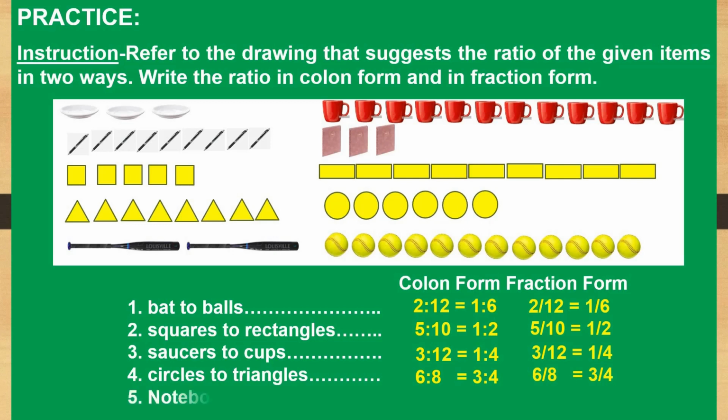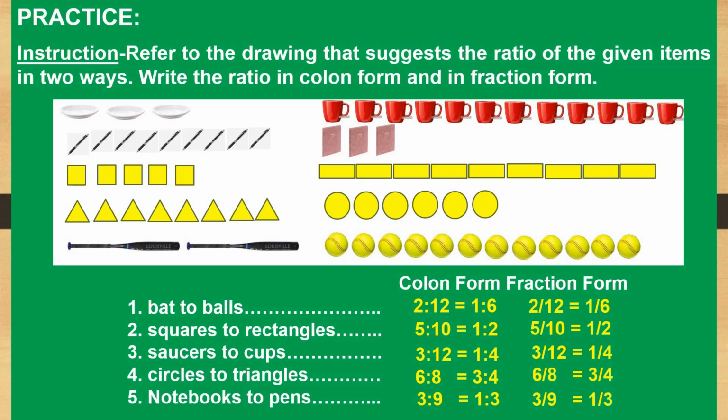Very good, children. Next, number 5. Notebooks to pens. Please count the number of notebooks and number of pens. Show the answer now. 3:9, because there are only 3 notebooks, but there are 9 pens. That is 1:3. Let's go to fraction form. Show your answer now. 3/9 is equal to 1/3.